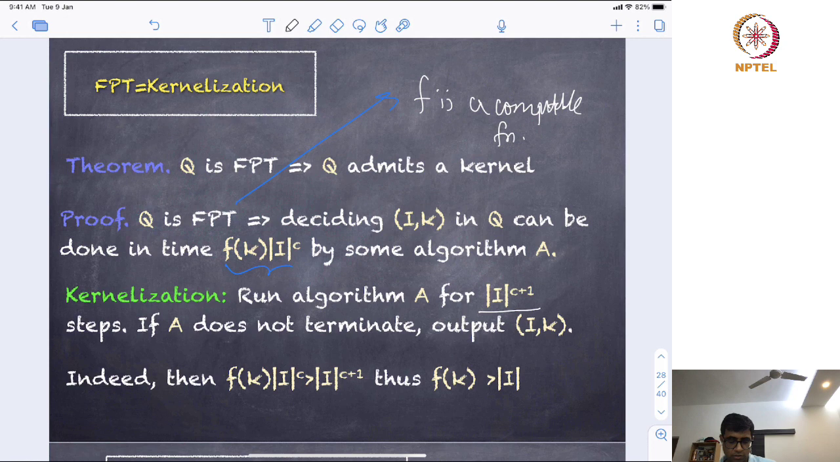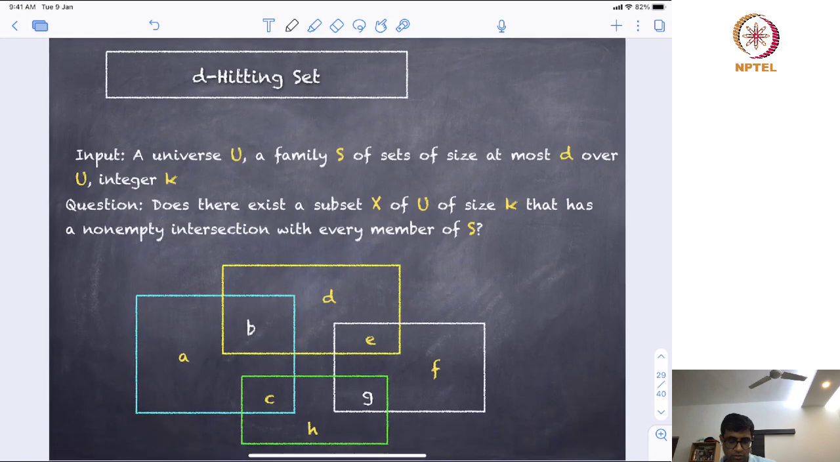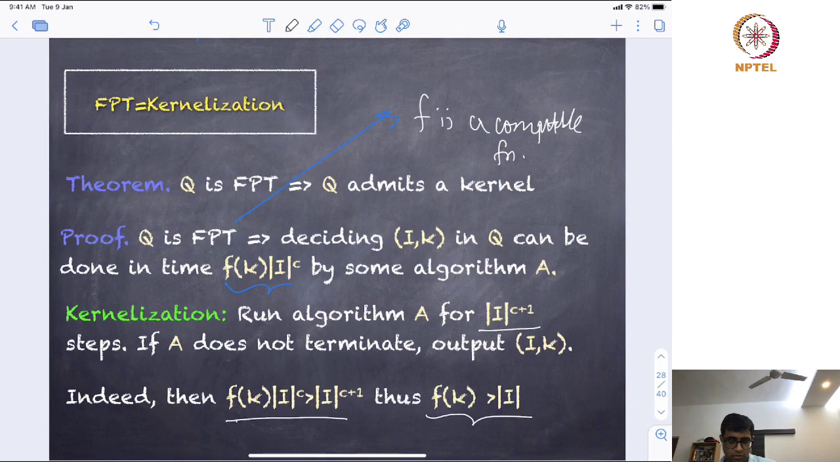But besides that point, what happens? It means if it ran for more than this many steps, then f of k times |I| to the power c is greater than or equal to |I| to the power c plus 1, which implies that |I| is less than f of k. So, you have indeed got a kernel, right? This is why, if you talk about decidable problems, the notions of FPT and kernelization are the same. We could have defined FPT in terms of kernelization also for decidable problems.